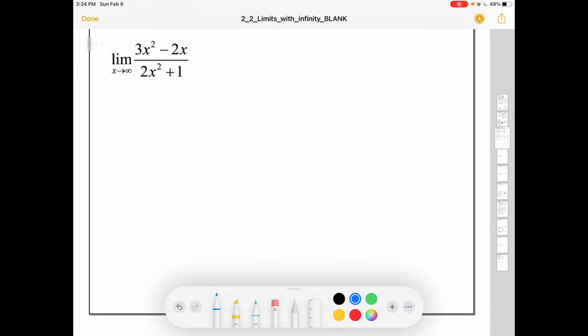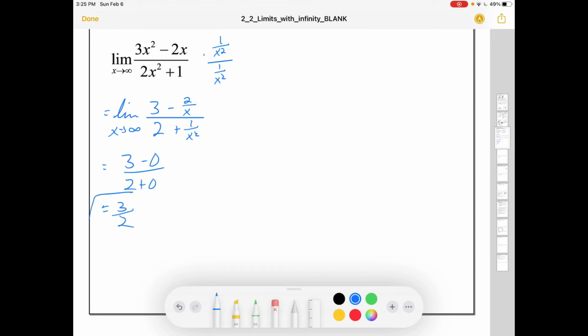So over here, we could do this. I'll do it just real quick the formal way. We would times it by 1 over x squared on top and bottom. And that would give us on top 3 minus 2 over x, and on bottom 2 plus 1 over x squared. And as we went to infinity, that would be 3 minus 0 over 2 plus 0, or 3 over 2. Bam, we're done. That's full service analytic.